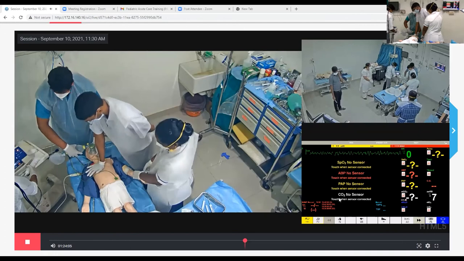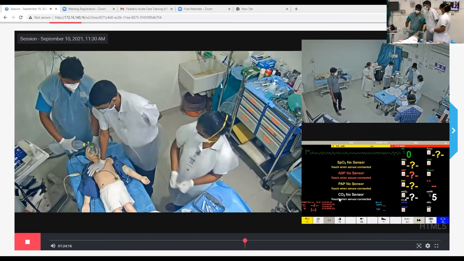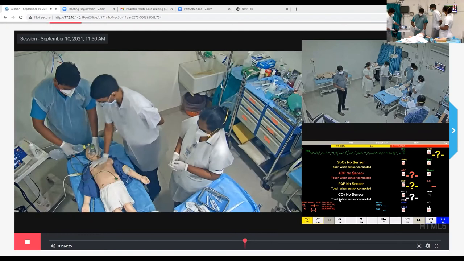1, 2, 3, 4, 5, 6, 7, 8, 9, 10. I'm ready with the paddles. 13, 14, 15. Good job, Suranjan. I'm applying jelly here. And the child being 20 kg, 2 joules per kg, so 40 joules we will deliver, and I have charged with 40 joules here. Because 40 is not there, I'll select the next maximum value. And I press the charge button here.